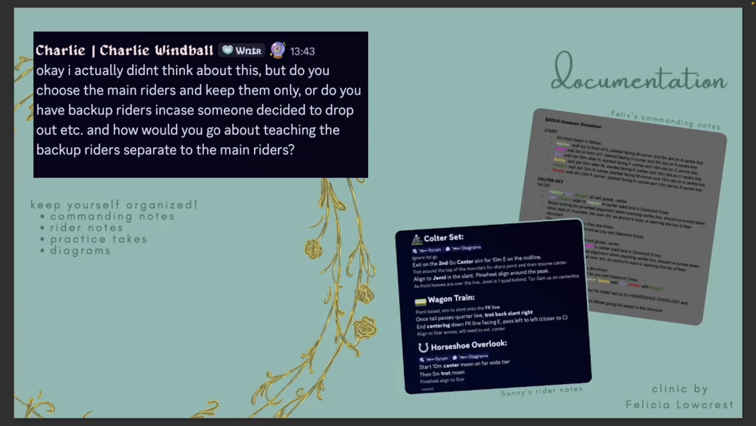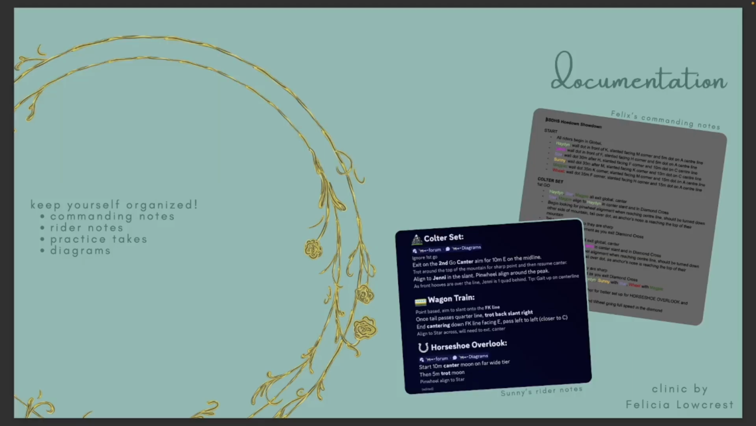Charlie is asking, do you choose the main riders and keep them only, or do you have backup riders in case someone decides to drop out? So generally, and probably not everybody does it this way, you have main riders, so they have one spot in their routine that is their dedicated spot that they ride all the time. If you're looking at my commanding notes here, these are my 6 mains for Hoedown Showdown. So they signed up to be main riders and they ride the same spot the entire time. They are the main rider.